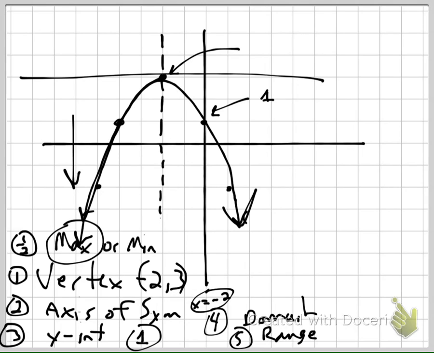Therefore, what is the range? That means that it can't be higher than 3. That means that it's 3 and lower, right? So you would say that y, right, because range is y, is less than or equal to 3. Does that make sense? Y is less than or equal to 3. Okay?